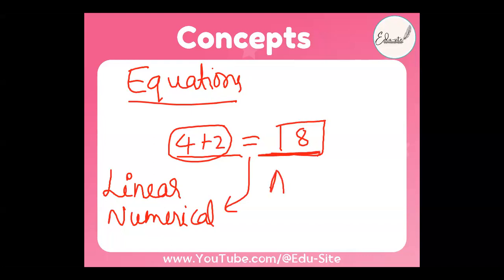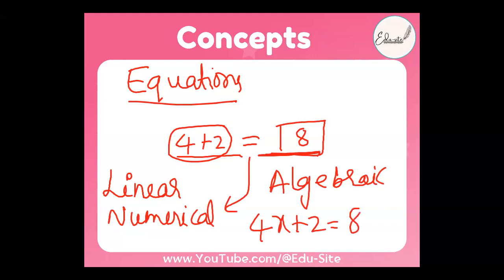You have another equation called an algebraic equation. What does algebraic equation mean? For example, 4x plus 2 is equal to 8. This is an algebraic equation, right? Why is it an algebraic equation? Because it has x here, a letter, so it is an algebraic equation, right? There are different types of equations.